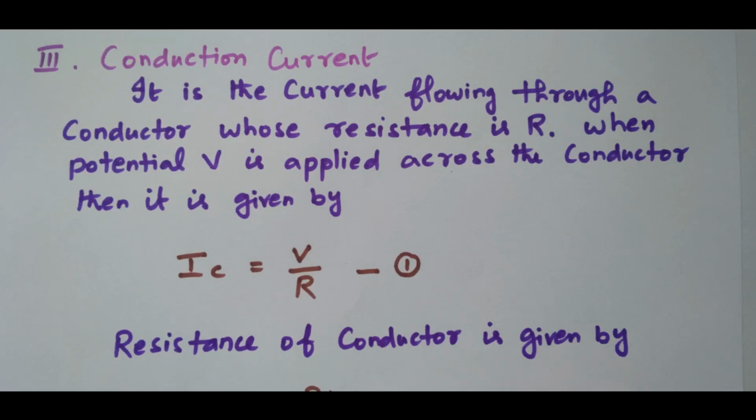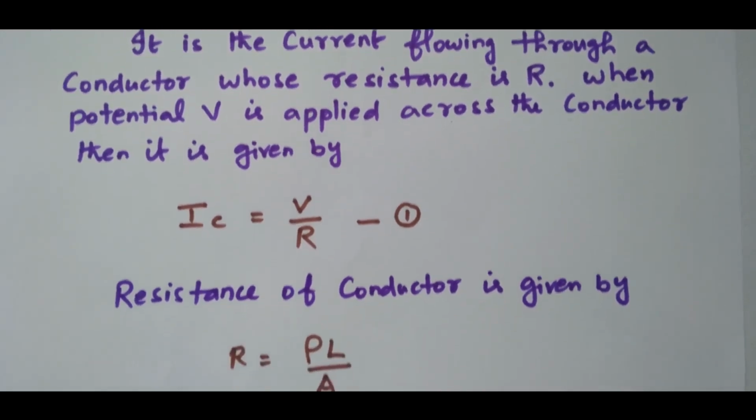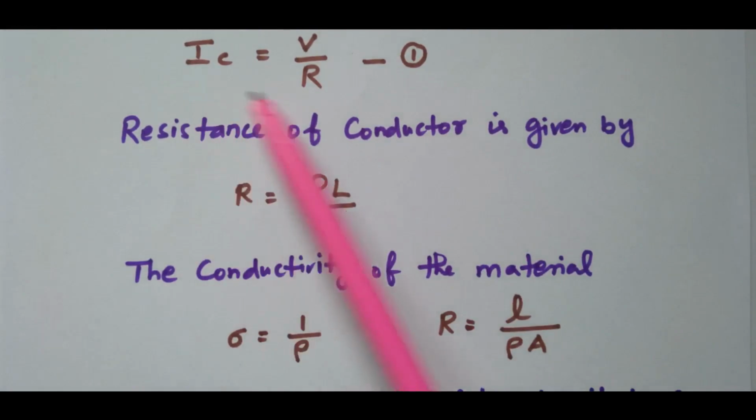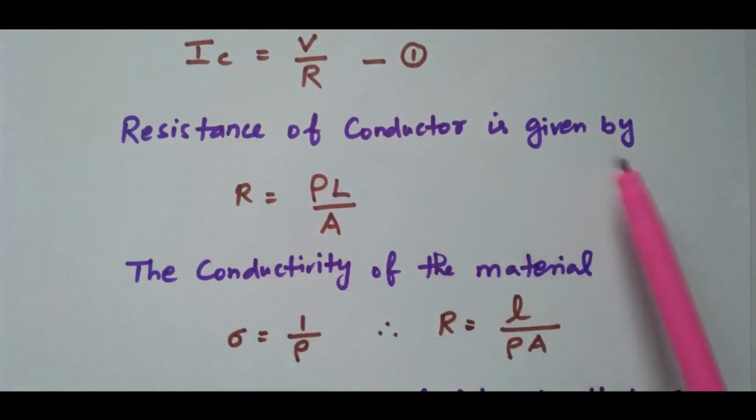From this, I will take this as equation number 1. The resistance of the conductor is R equal to rho L by A, where rho is the resistivity.